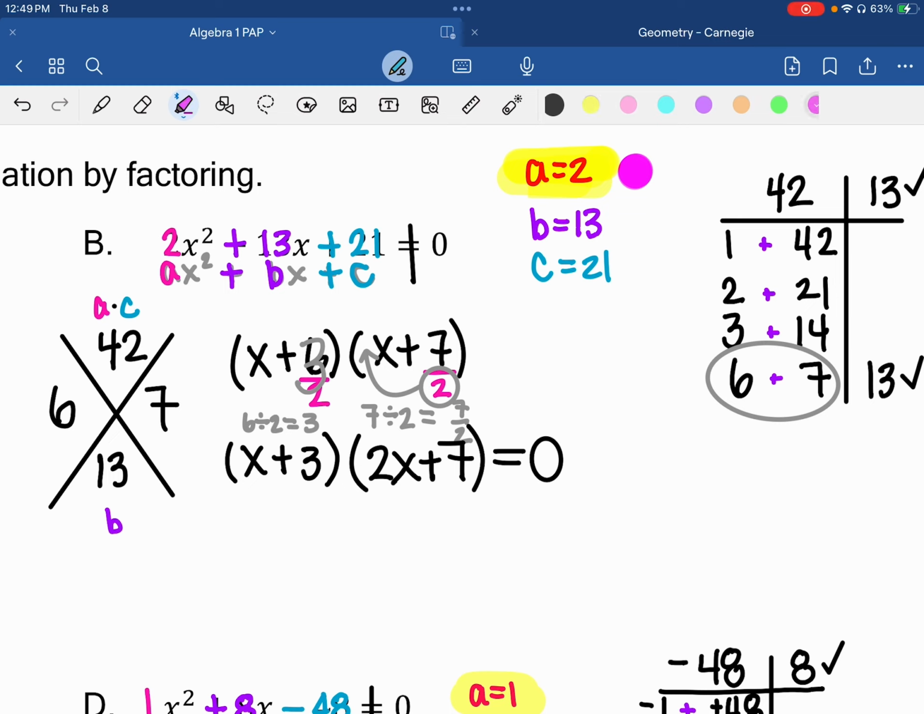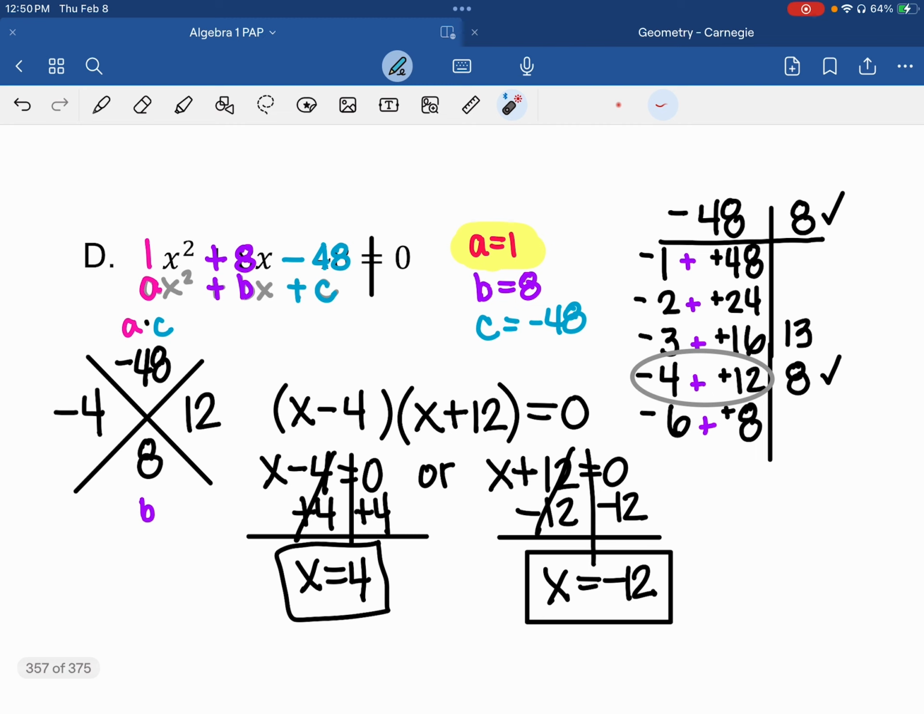Once again, why did I do this? I did this because my A value was not 1. Could I have done this if my A value is 1? Yes, I could have. Let me show you right down here. If I divide by 1 and I divide by 1, I keep 4 divided by 1 is 4, and 12 divided by 1 is 12.